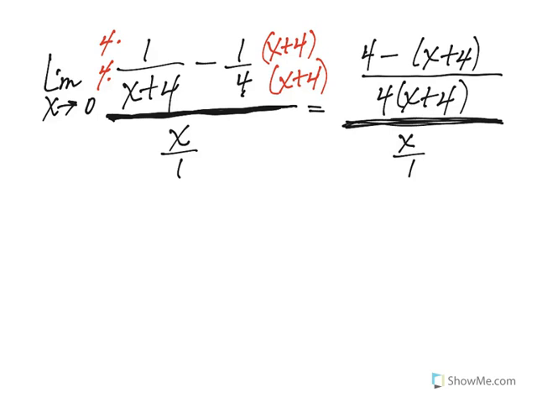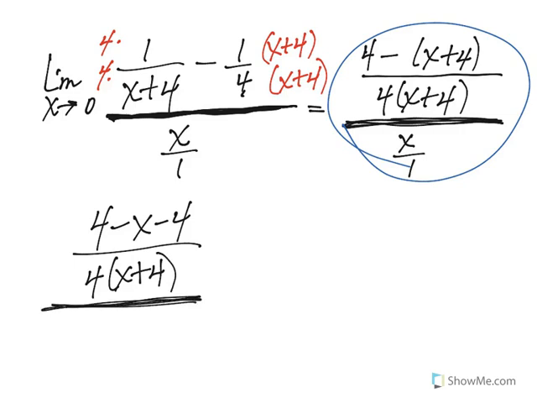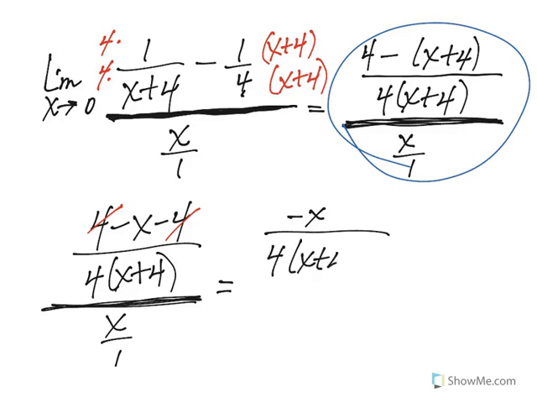So what I want to do now is clean up this big fraction right here. If I simplify the top, what I'm going to get is 4 minus x minus 4 all over 4 times x plus 4. Again, this is still all over x over 1. And then what you'll notice here is that the 4 take away 4, these just go away. And I end up with negative x on the top of 4 and x plus 4.